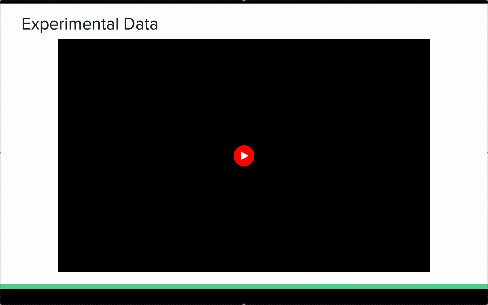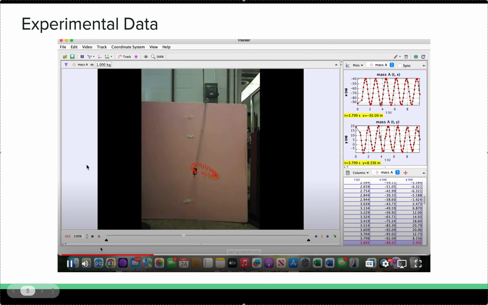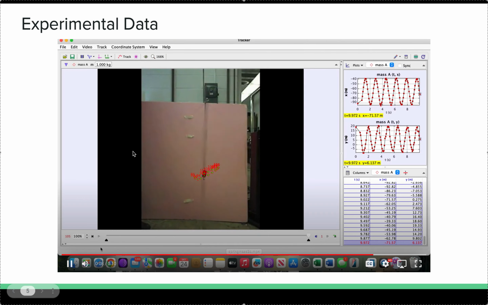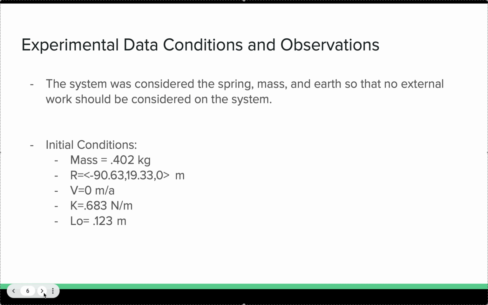Looking at the experimental data, we decided to select the video demonstration, which you can see here, and here it is in the Tracker app where the data is being collected. Now, moving forward, as for the experimental data, conditions, and observations, the system was considered to be the spring, mass, and Earth, so that no external work should be considered on the system.